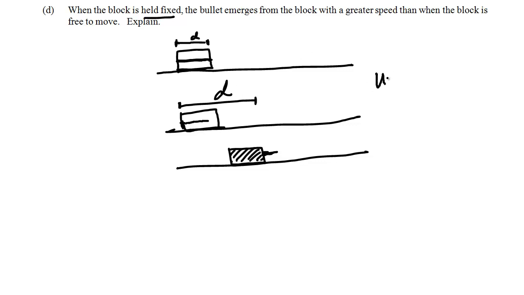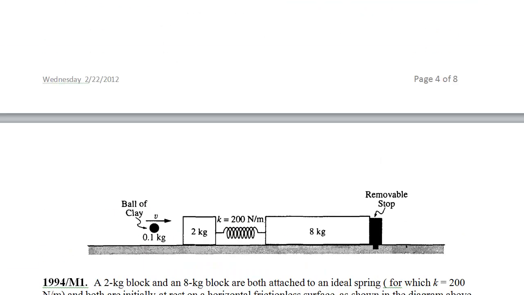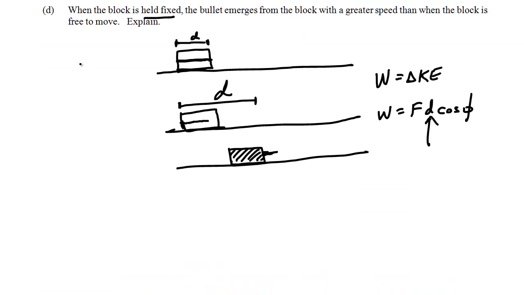So another way to look at this is work. Work equals change in kinetic energy, and which one is going to do more work and change the kinetic energy the most, slow it down the most? The one with the greater distance. As the distance is greater in the sliding case, more work is going to be done on that bullet, which is going to decrease its kinetic energy the most. So using either Newton's laws or the work kinetic energy theorem, they both work. This is the end of 1976 M3.